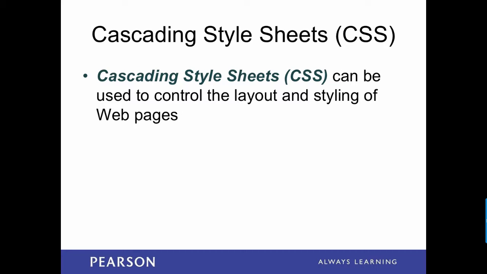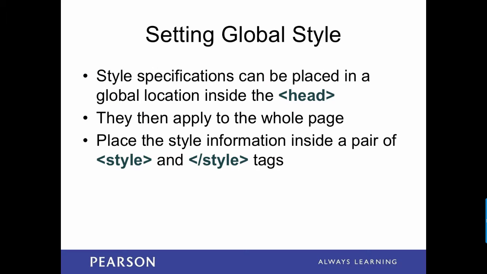So let's talk about cascading style sheets. Cascading style sheets can be used to control the layout and styling of web pages. Remember in class I talked about the structure versus the presentation of the page. The HTML is the structure of the page, and CSS is used to lay out or style the content on the web page.